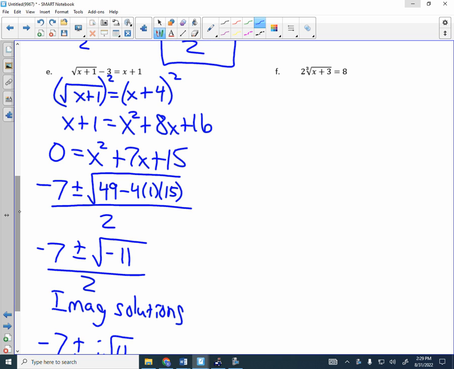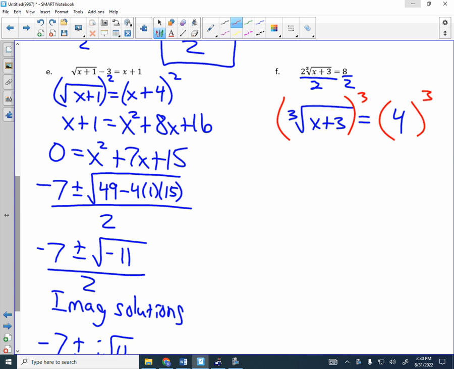2 cubed roots of x plus 3 is equal to 8. What's different about this one? So should I cube both sides? What should I do first? Divide the 2 first. Isolate the cubed root. Get the cubed root of x plus 3 is equal to 4. Now you can cube both sides. And we get x plus 3 is equal to 64. Subtract the 3. x is equal to 61.